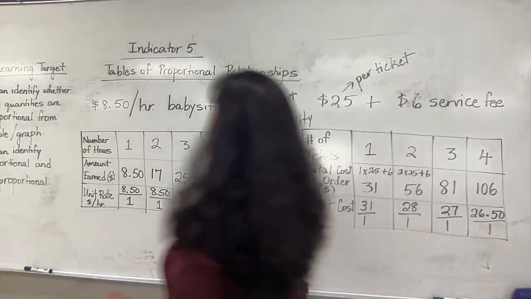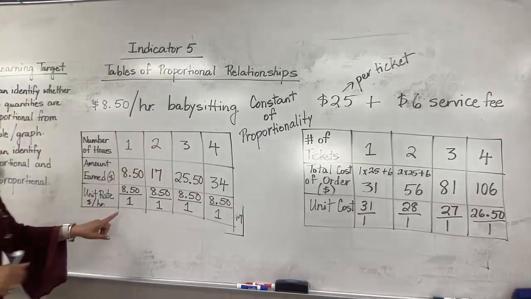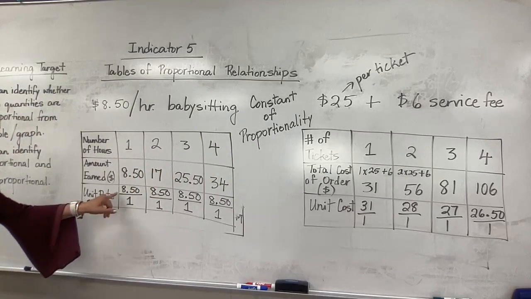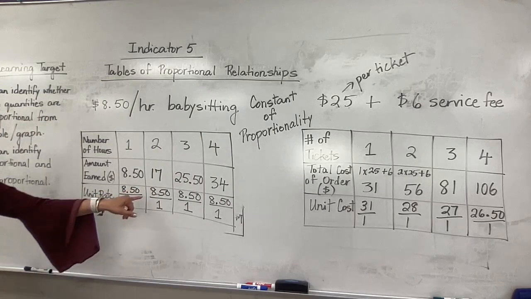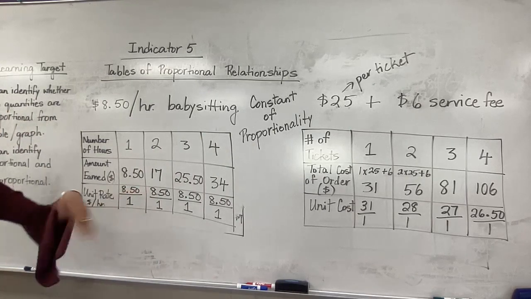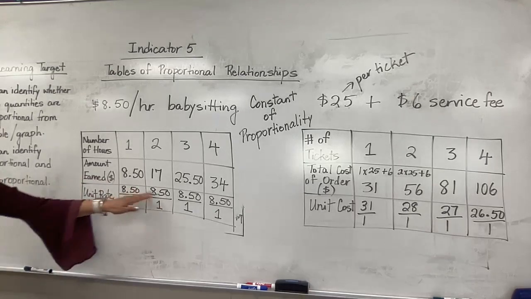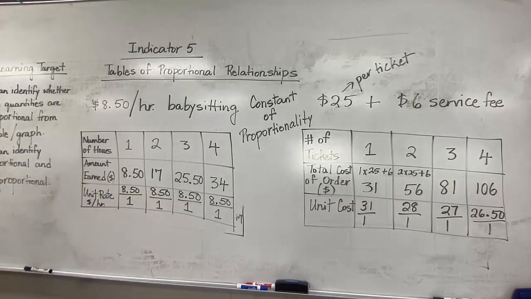So when I'm saying what is the constant of proportionality over here, it is going to be what? This $8.50, $8.50, $8.50. So it continues with the same number which is repeated, and that is your constant of proportionality.